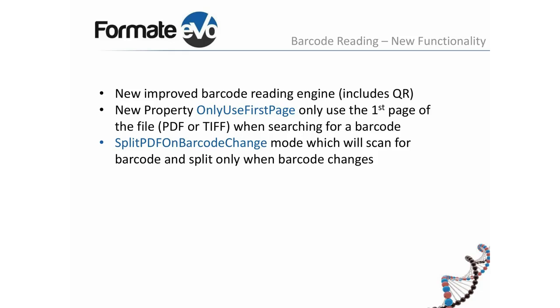We've also got a split PDF on barcode change. And basically this means that if you've got a batch of documents that you're scanning and there's a barcode on the first page of every document, every time we see a barcode, it'll split the document. So you end up with discrete documents.